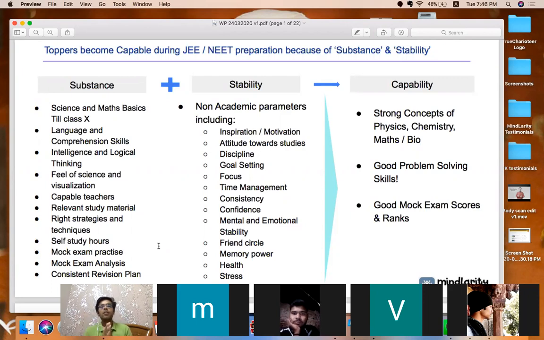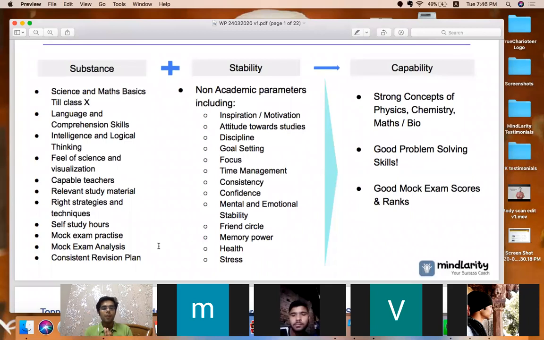The third quarter of 12th, the frequency of mock exams should be 2 times a week. And the last quarter of 12th, the frequency of mock exam should be 3 times a week. So 3 times a week means that you're giving 3 JEE Mains or Advanced mock exams in the last quarter of 12th. So this is how the frequency of your mock exam should be in 11th and 12th.